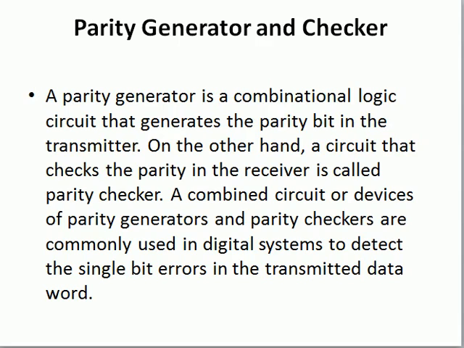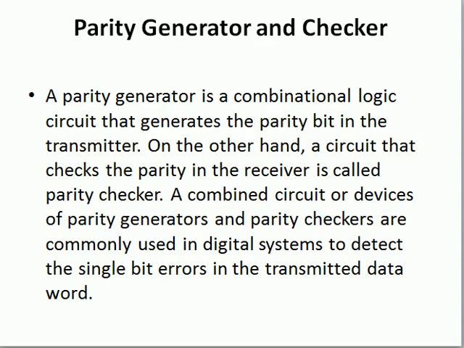So we can now define what the parity generator is. Basically it is a combination of logic circuits. What kind of logic circuits? The AND gate, OR gate, NOR gate, NAND gate, exclusive OR gate, exclusive NOR gate. All these are combinational logic circuits that generate the parity bit in the transmitter. On the other hand, a circuit that checks the parity in the receiver is called the parity checker. So one end is the transmission end, and the second one is the receiver end.